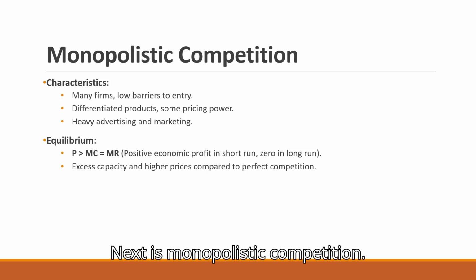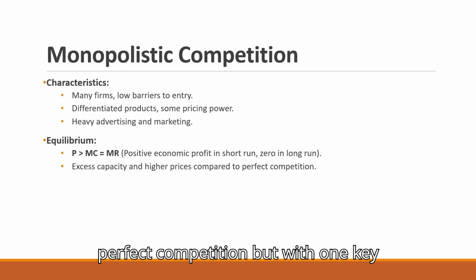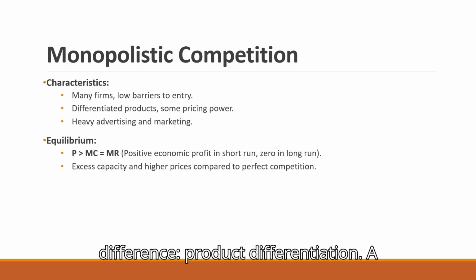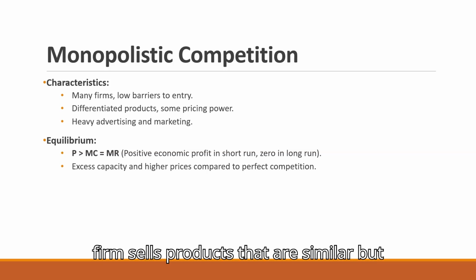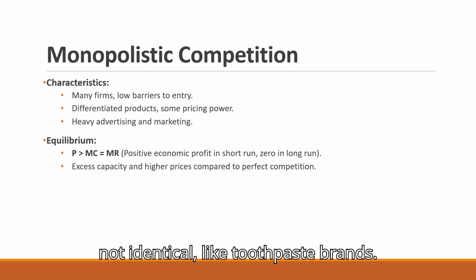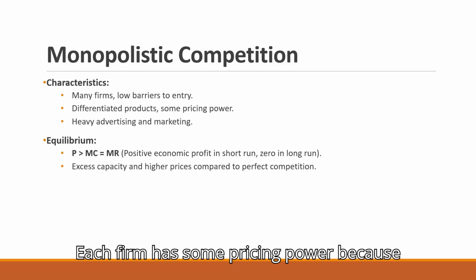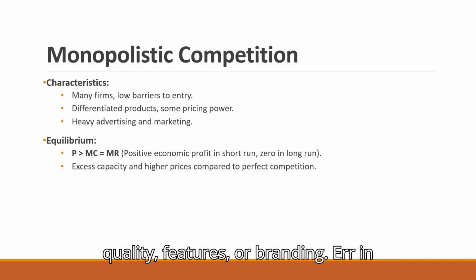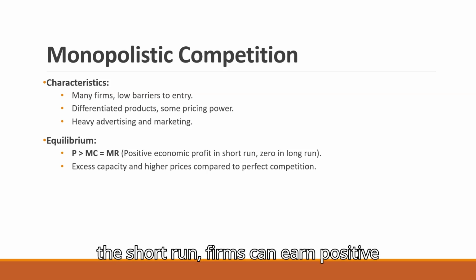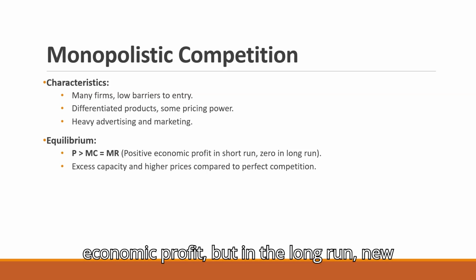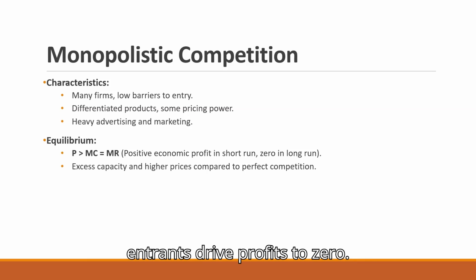Next is monopolistic competition. This market structure is similar to perfect competition but with one key difference: product differentiation. Firms sell products that are similar but not identical, like toothpaste brands. Each firm has some pricing power because consumers perceive differences in quality, features, or branding. In the short run, firms can earn positive economic profit, but in the long run, new entrants drive profits to zero.